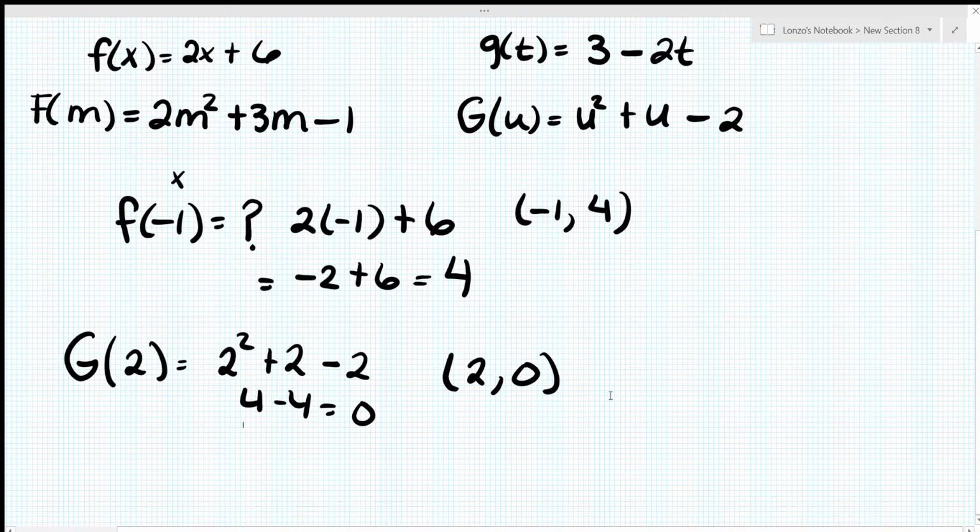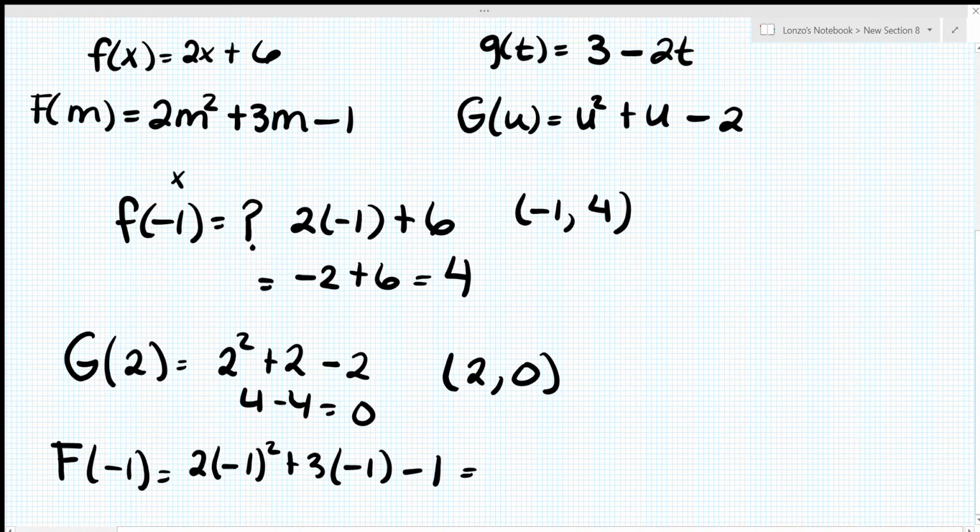Not too hard. What about this one? Big F(−1). Where's my big F? Right here. You plug in negative 1 wherever you see an m. So it's 2 times (−1) squared plus 3 times (−1) minus 1. Negative 1 squared is positive 1, and then you multiply by 2. 3 times negative 1 is negative 3, and then minus 1 is negative 4. So it's 2 minus 4, which is negative 2. In coordinate form, negative 1 is your x, and your y value is always your outcome, so it's (−1, −2).